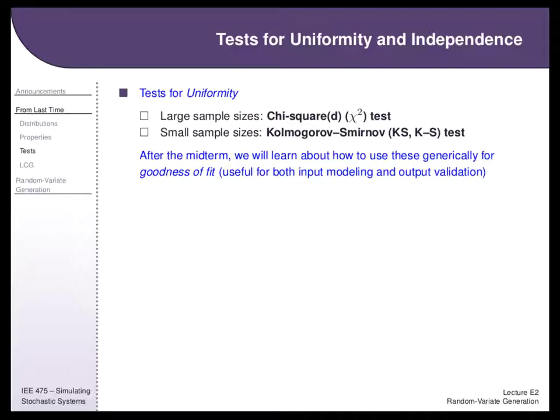These are our 2 tests for large and small sample sizes. For large sample sizes, you use the good old-fashioned chi-square test from 380. For small sample sizes, you use the Kolmogorov-Smirnov test. I don't want to say I'll tell you which test to use, but there will be obvious cues as to whether you're in the small sample region or the large sample region.